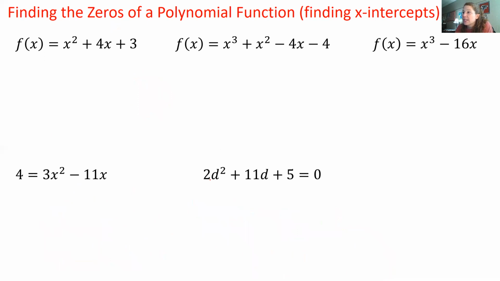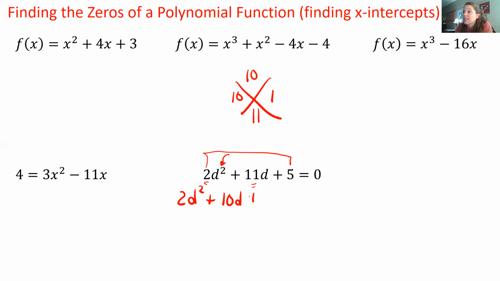All right, now this one is already set equal to 0. I'm going to end up with 2 answers, right? This is not a 1, so I'm going to do the AC method where I multiply 2 times 5, and I get 10. So I need 2 numbers that multiply, give me 10, and add to give me 11. So those 2 numbers are 10 and 1. So I'm going to say 2d squared plus 10d plus 1d plus 5 equals 0.